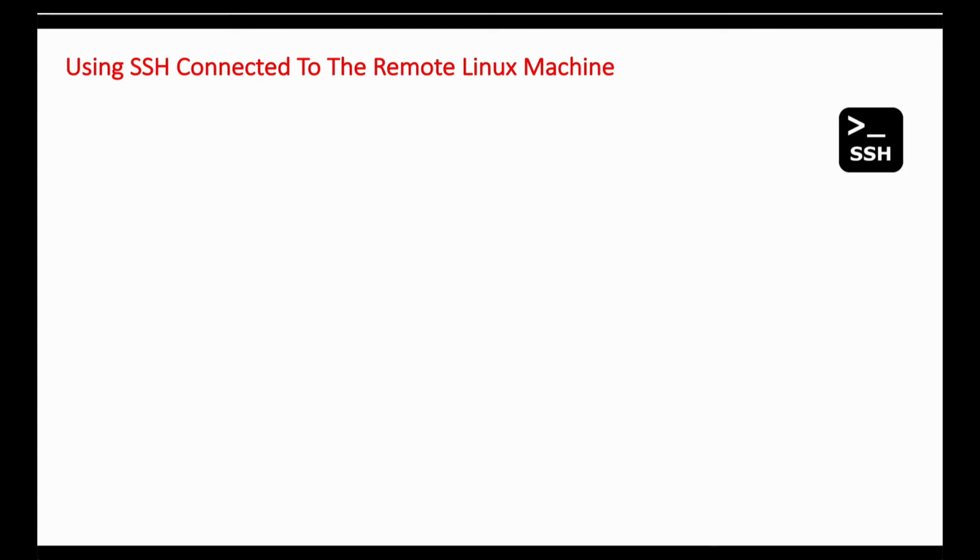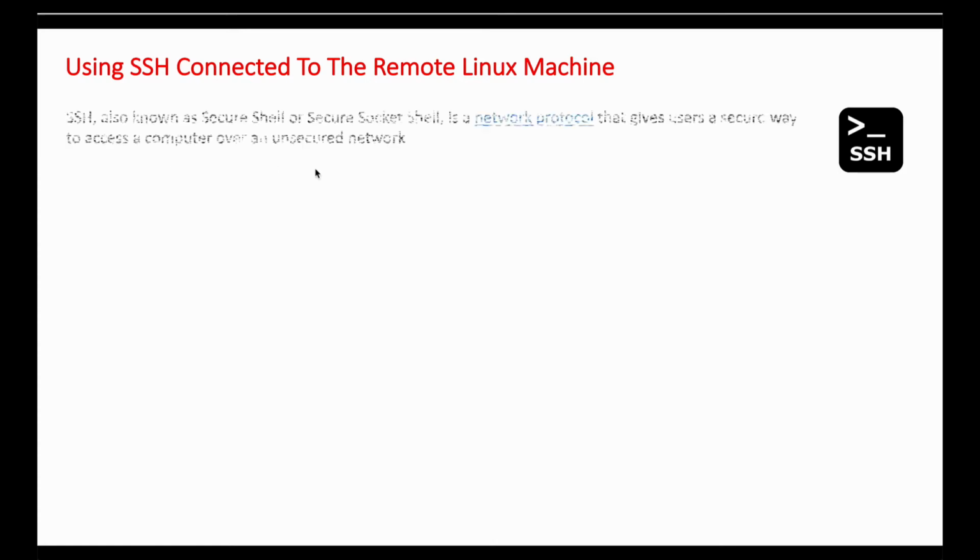In this video, I'm gonna show you how to use the SSH command to connect to a remote Linux machine. So first, let's look at what SSH is. SSH, also known as Secure Shell or Secure Socket Shell, is a network protocol that gives users a secure way to access a computer over an unsecured network.